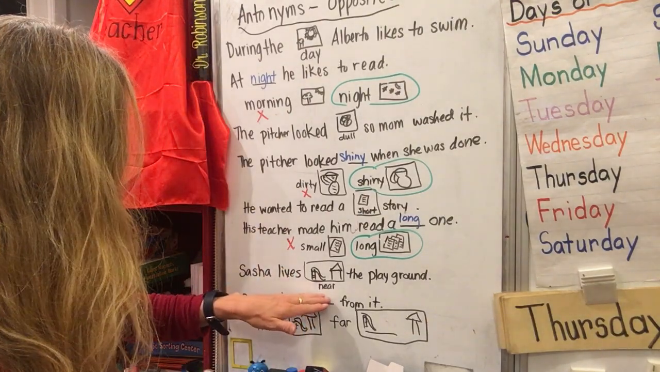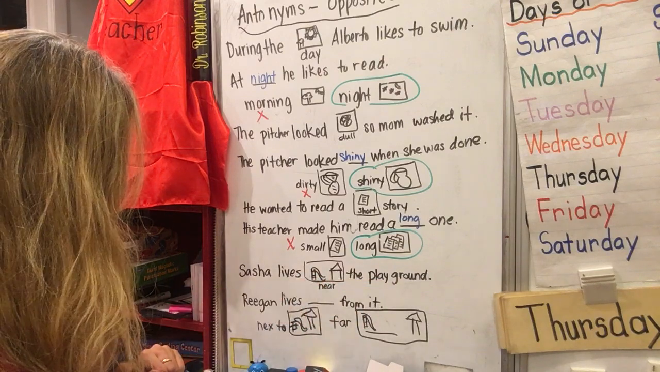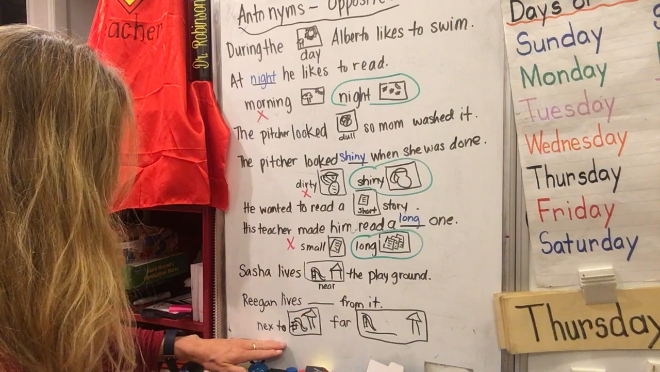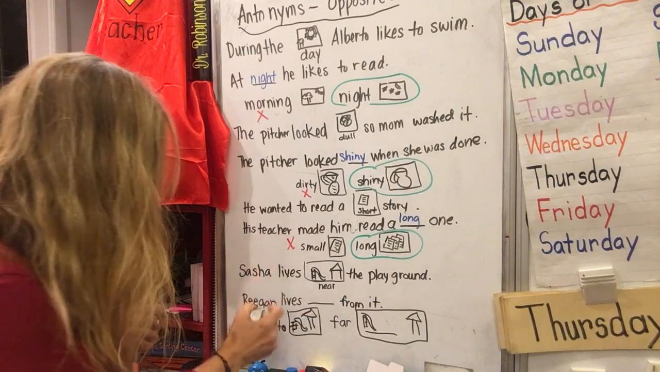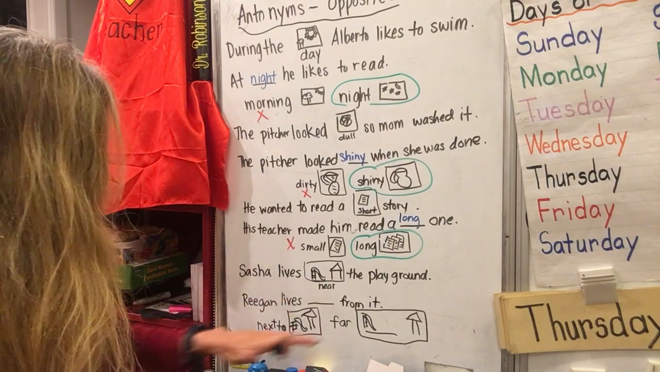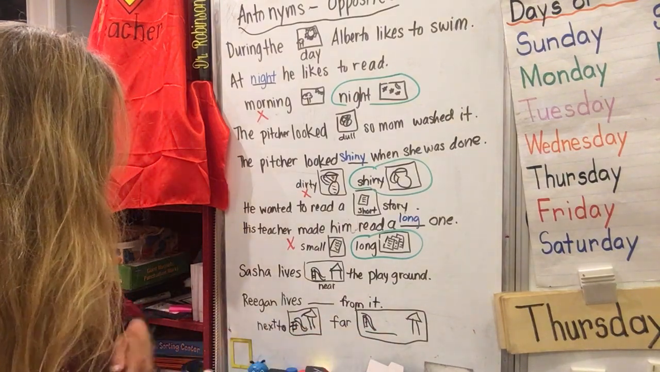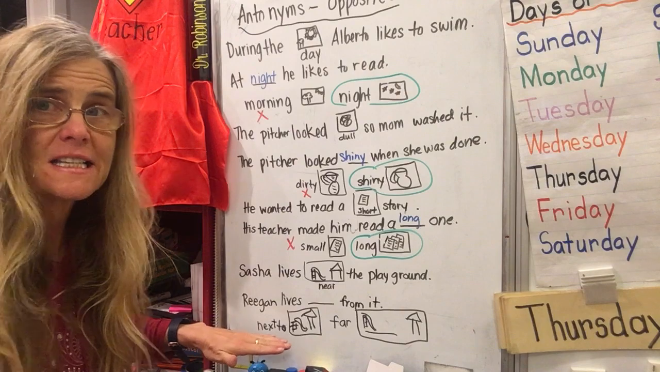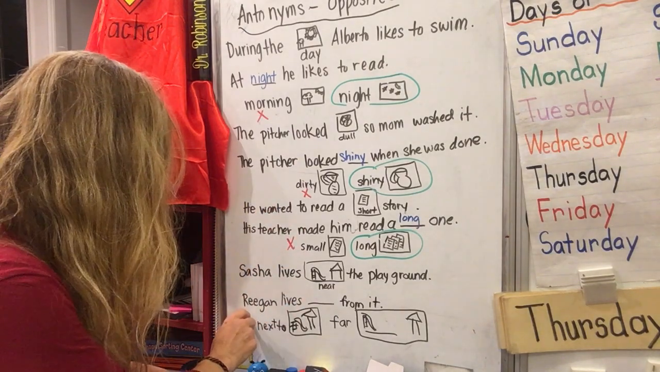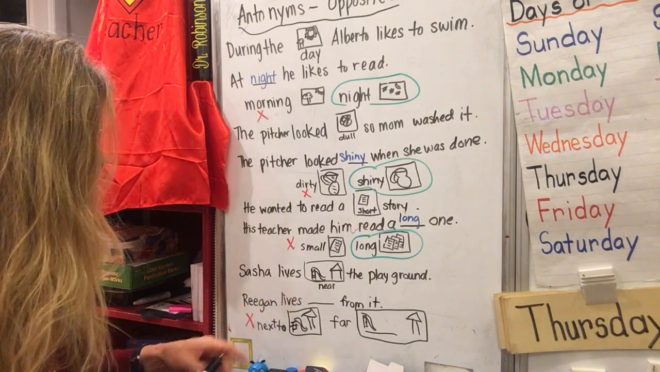Sasha lives near the playground. So here's Sasha's house, and here's the playground. Regan lives blank from it. Does Regan live, now I did see a mistake. Next to the playground? Or does Regan live far from the playground? If Sasha is near it and Regan is next to it, that's basically the same thing. So it can't be next to. Regan and Sasha don't both live next to or near the playground.